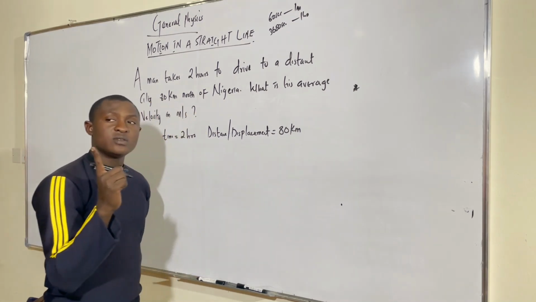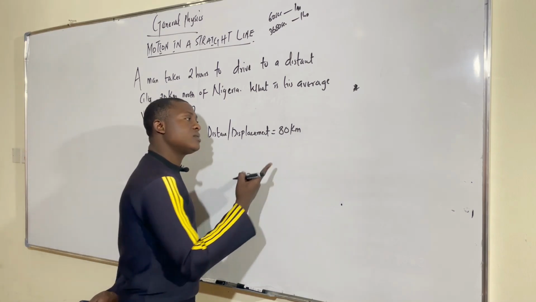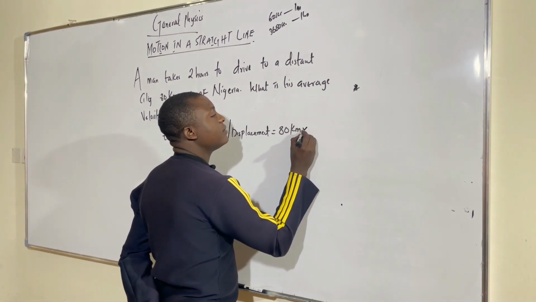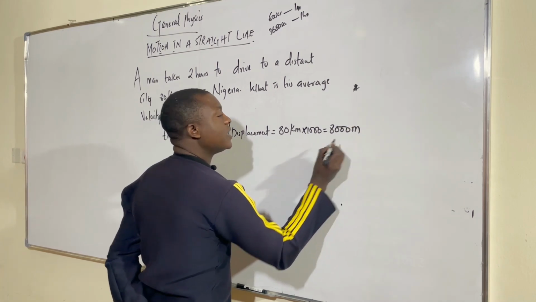We mentioned that 1000 meters makes 1 kilometer. So now I just have to multiply 80 by 1,000. Here I will have 8,000 meters. So now you can see.